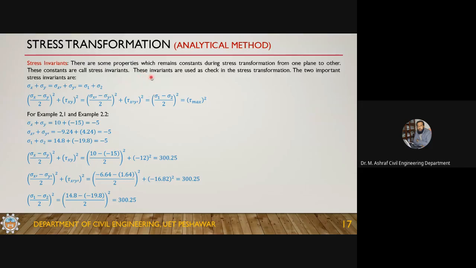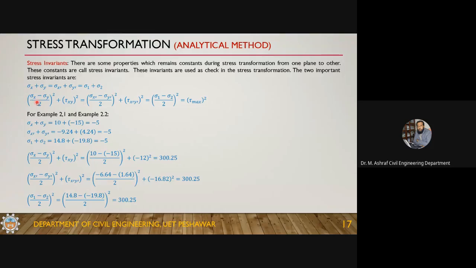There are some properties which remain constant during stress transformation from one plane to the other. These constants are called stress invariants. These invariants are used as a check in the stress transformation. The two important stress invariants: what are they? The sum of the normal stresses will be constant.